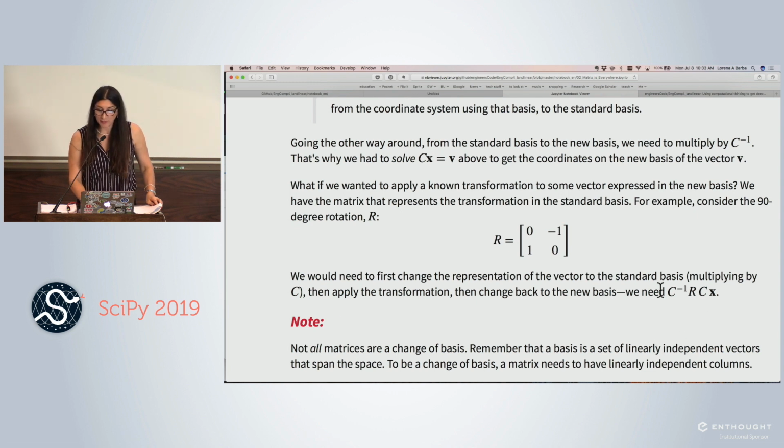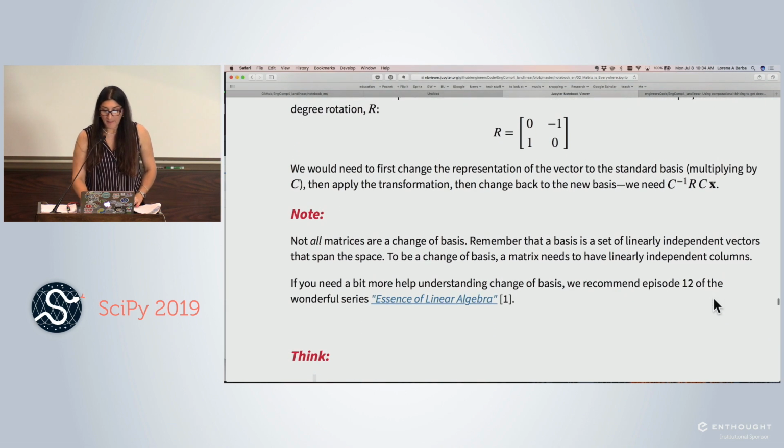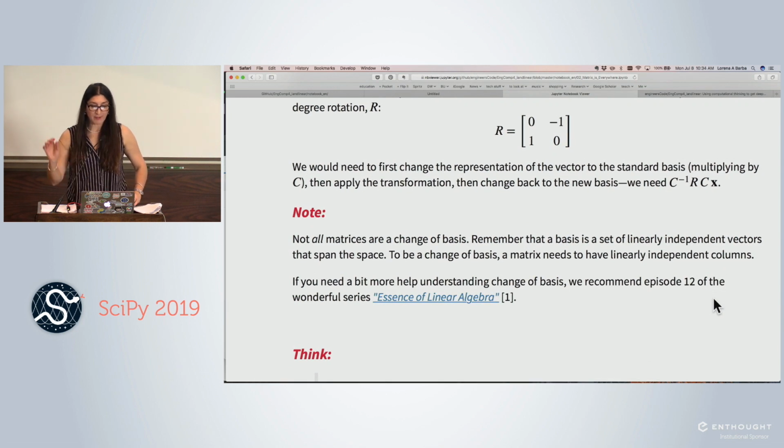This is why we express these types of equations often, where we are using a change of basis and applying a known transformation in the standard basis, and the result of that is a combination of 3 matrices as shown here in this expression. Now, we do want to point out that not all matrices are change of basis.